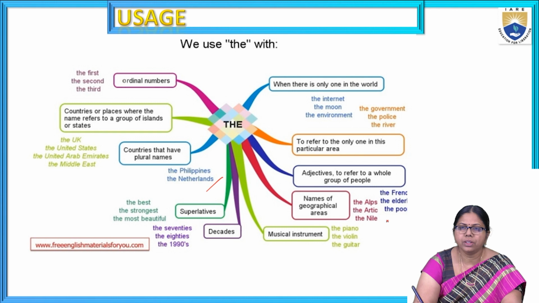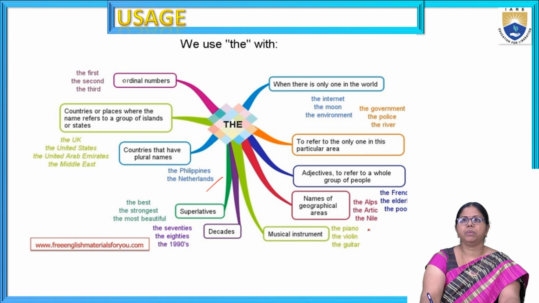Arctic, the Nile River, the Deccan Plateau. So before the names of geographical areas. Next, for example, the Himalayas. So all these geographical areas, we use the to refer to them.